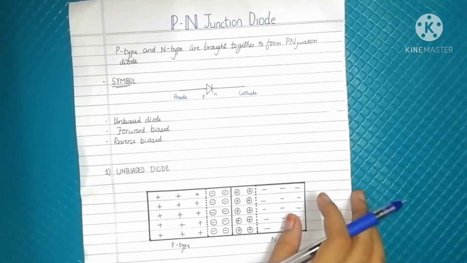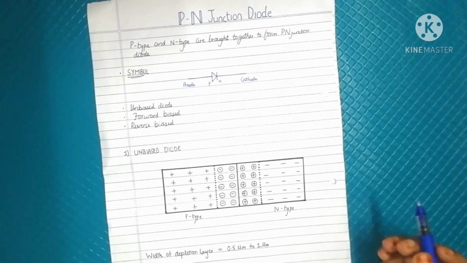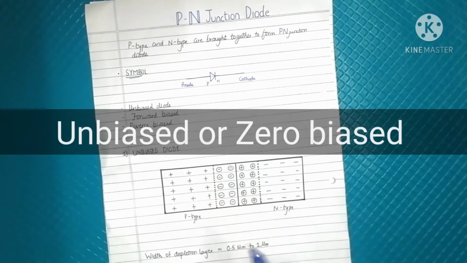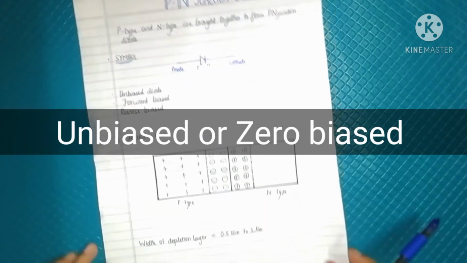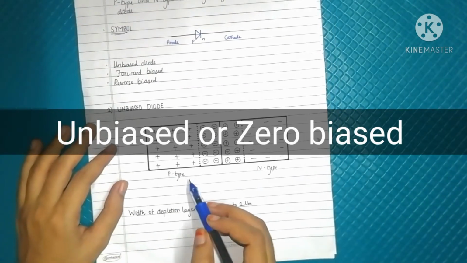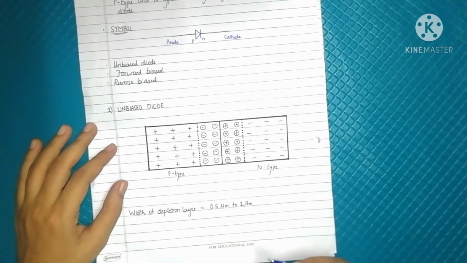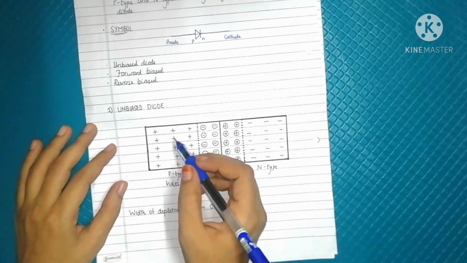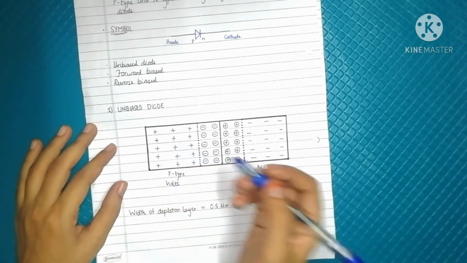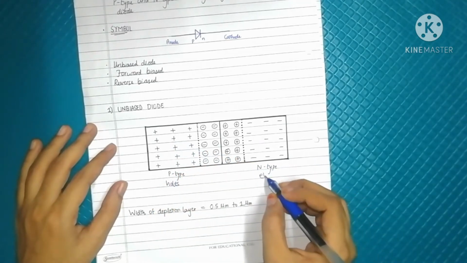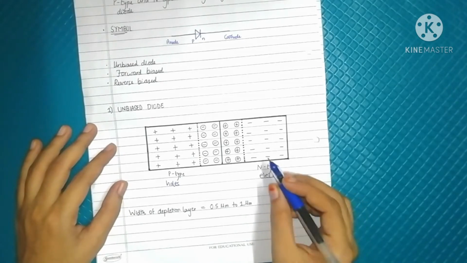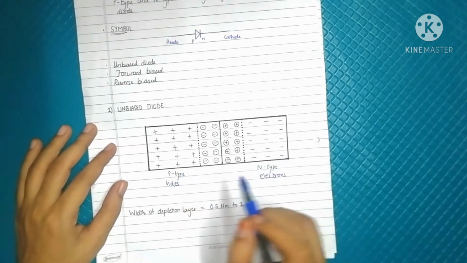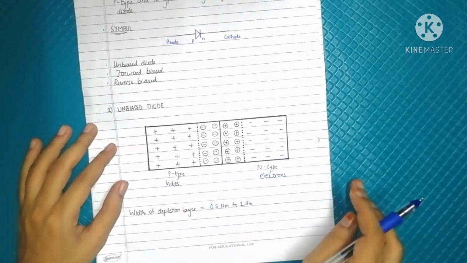Now the biasing of the diode. The diode can be biased in three modes, that is unbiased, forward biased and reverse biased. In case of unbiased diode, let's study it. We are bringing together the P-type and N-type material. In P-type material, the holes are the majority charge carriers and hence they are represented by a positive sign. In N-type material, the electrons are the majority charge carriers and they are represented by a negative sign. Minority charge carriers also exist in both the regions, but they are not shown for simplicity.